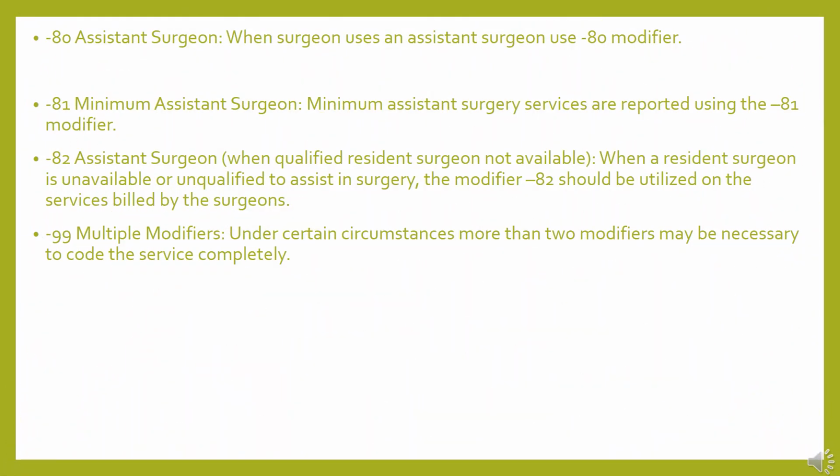Modifier 80: Assistant surgeon. When a surgeon uses an assistant surgeon, use the 80 modifier. Modifier 81: Minimum assistant surgeon. Minimum assistant surgery services are reported using the 81 modifier. Modifier 82: Assistant surgeon when qualified resident surgeon not available. When a resident surgeon is unavailable or unqualified to assist in surgery, the modifier 82 should be utilized on the services billed by the surgeons.